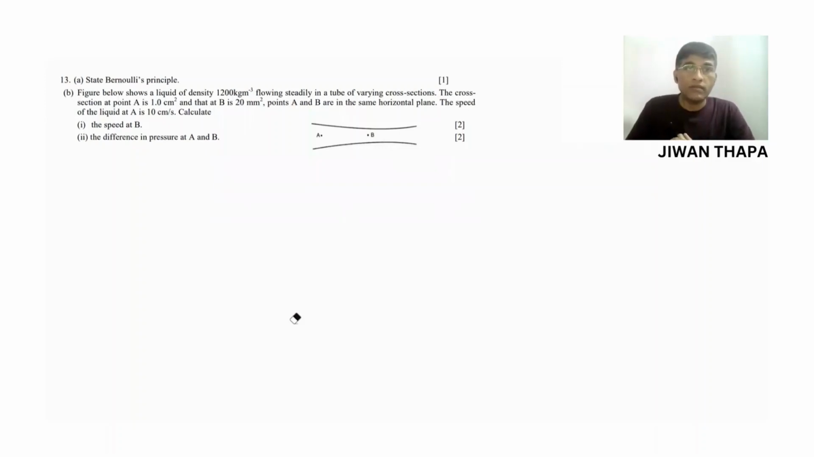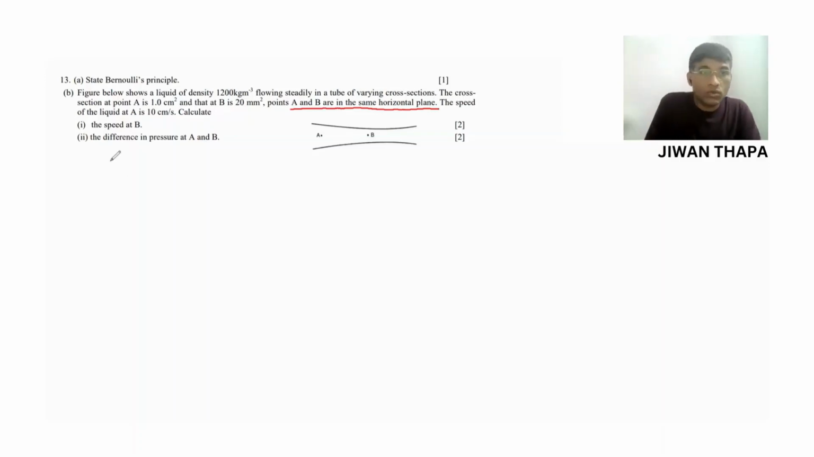Now 13b, the figure below shows a liquid of density 1200 kg per meter cube flowing steadily in a tube of varying cross section. The cross section at point A is 1 centimeter square and that at B is 20 millimeter square. Points A and B are in the same horizontal plane, okay? So we need to note this. The speed of the liquid at point A is 10 centimeter per second. Calculate 1, the speed at B, 2, the difference in pressure at A and B.